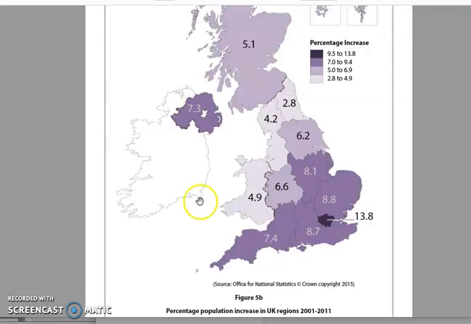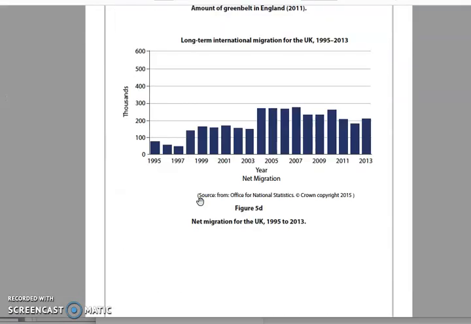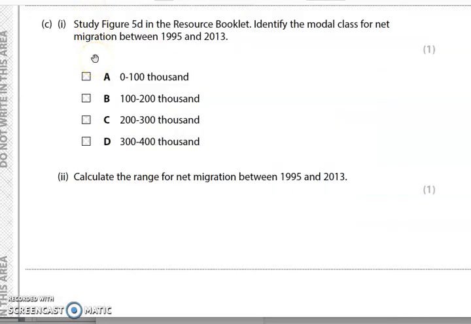So we have a look at the resource and we can see here figure 5D, we can see we've got the different features. So it's asking us between 0 and 100,000, 100,000 and 200,000, 200,000 and 300,000. So count up the bars, which one of those is most common? Have a look at it, count it up, pause if you need to, and then have a go at answering the question now.